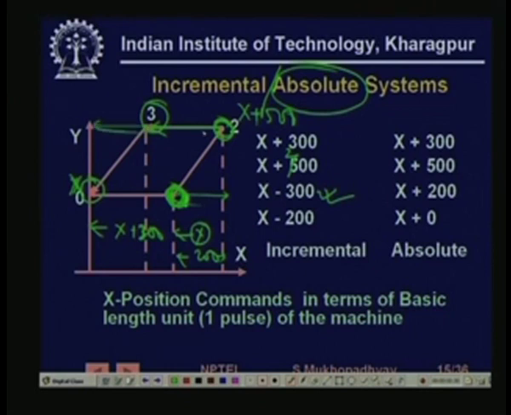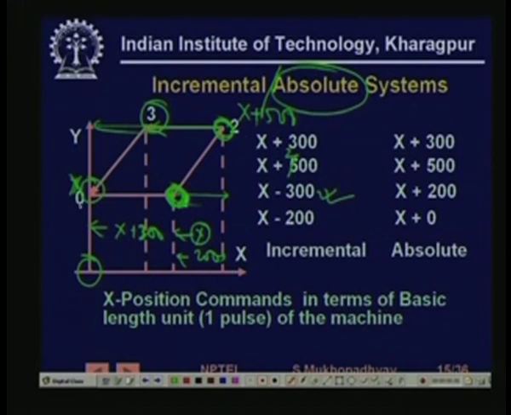On the other hand, if you are using absolute, then you always do it from a stationary origin that you have assumed in the coordinate space of the machine. So the 4 coordinates are going to be x plus 300, x plus 500, because 300 plus 200 is 500, and then again x plus 200 because this is 200, and then finally x.